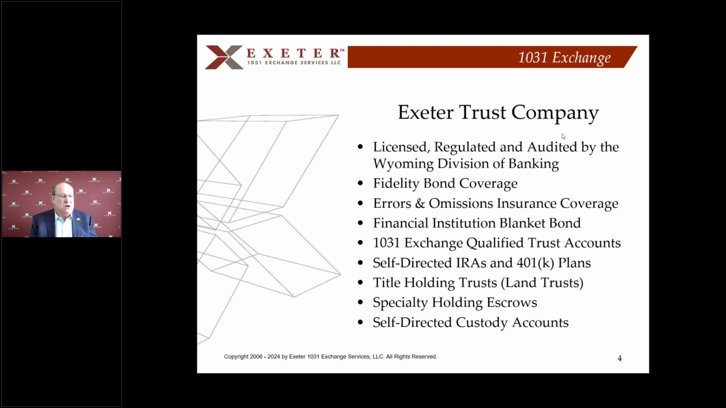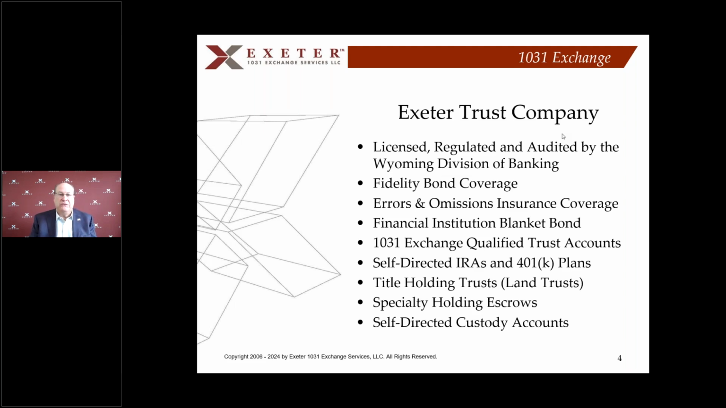So some of those requirements include fidelity bond coverage, which is crime insurance. So if any of our team members were to embezzle the funds, misappropriate the funds, you're covered. There's errors and omissions insurance coverage. So if we goof, if we create an error, if we omit something that causes you a loss, there's E&O insurance to cover that. We have a financial institution blanket bond, which covers a lot of different things. Thrown in there would be things like cyber fraud, wire fraud, and things like that are becoming more and more of an issue today.